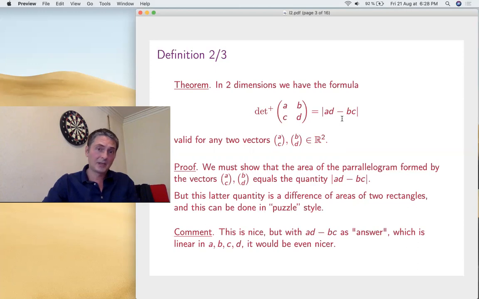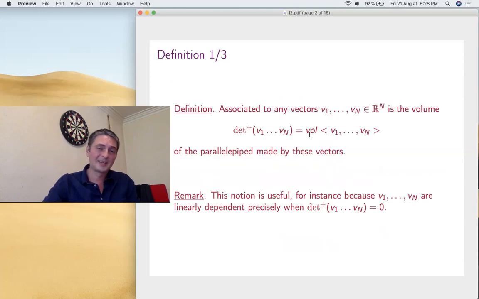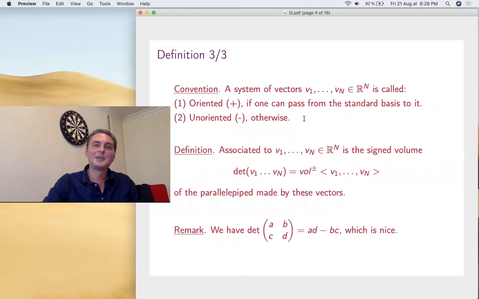So how to do this? We have to introduce a sign somehow. The determinant as defined before is not exactly the volume. We have to put a sign here for things to be easier to compute. And here's your definition. It's indeed the signed volume of the parallelepiped made by these vectors.